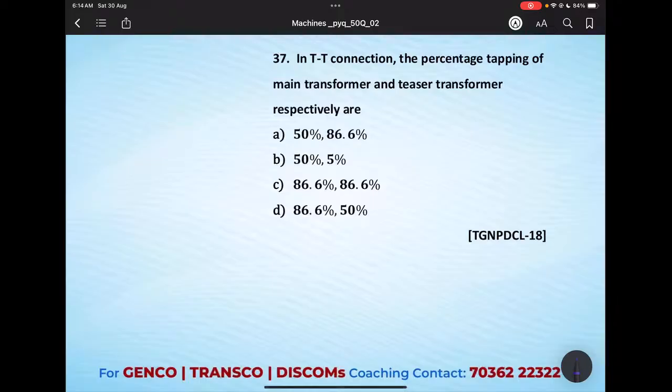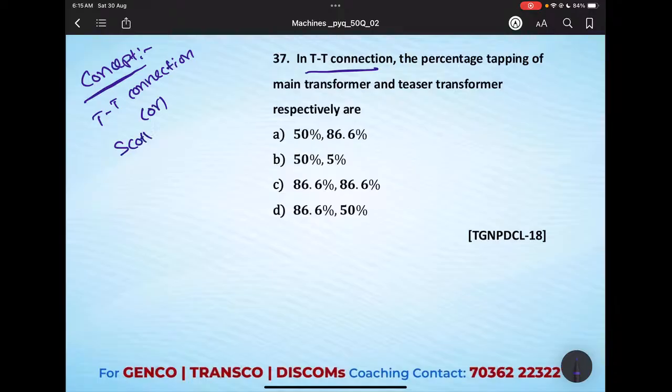The next question is about the TT connection: the percentage tapping of the main transformer and the TZ transformer. First of all we need to understand what this TT connection is. What is the concept? The concept is TT connection, which is also called Scott connection.